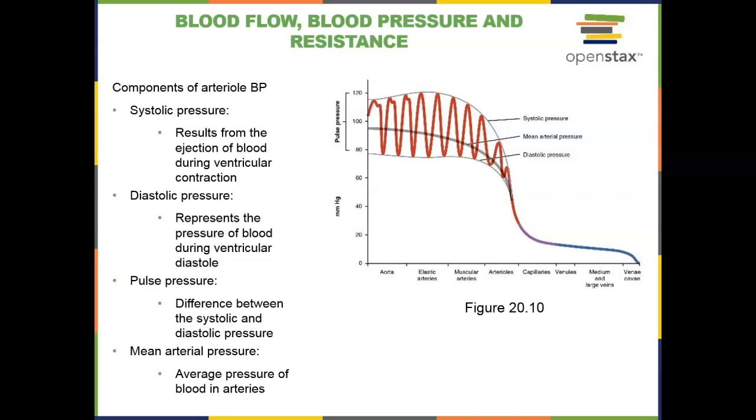Pulse pressure is the difference between the systolic and diastolic pressures. And then we can find the mean arterial pressure by looking at the average pressure of the blood in our arteries.